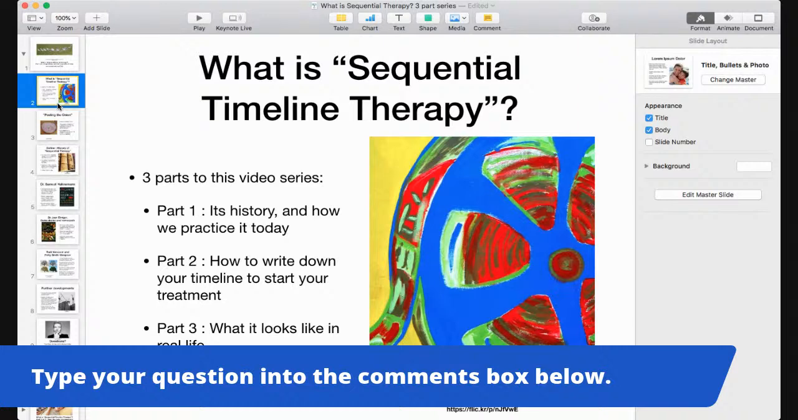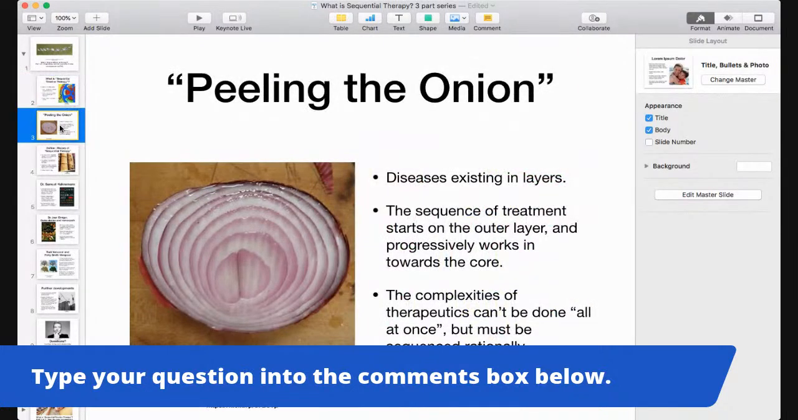This is certainly a very familiar concept, the idea of peeling the onion. That is really the idea that disease exists in layers, and the sequence of treatment starts on the outer layer and progressively works in towards the core. So it's not too difficult an analogy to understand. The way I put it here, the complexities of therapeutics can't be done all at once, but must be sequenced rationally, or one step at a time.